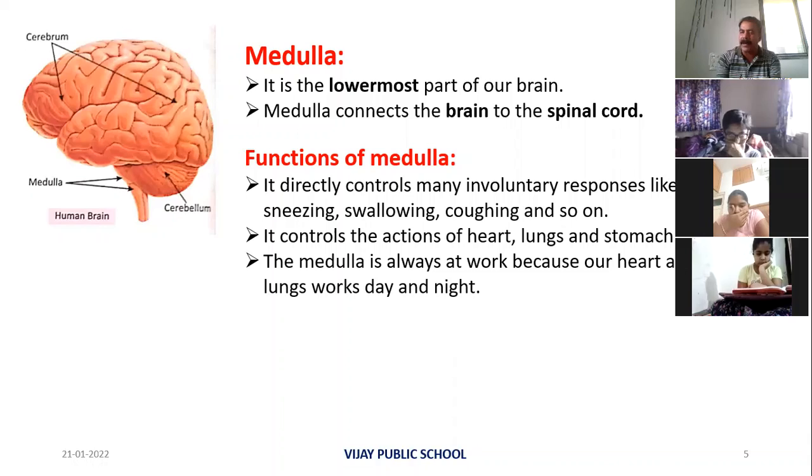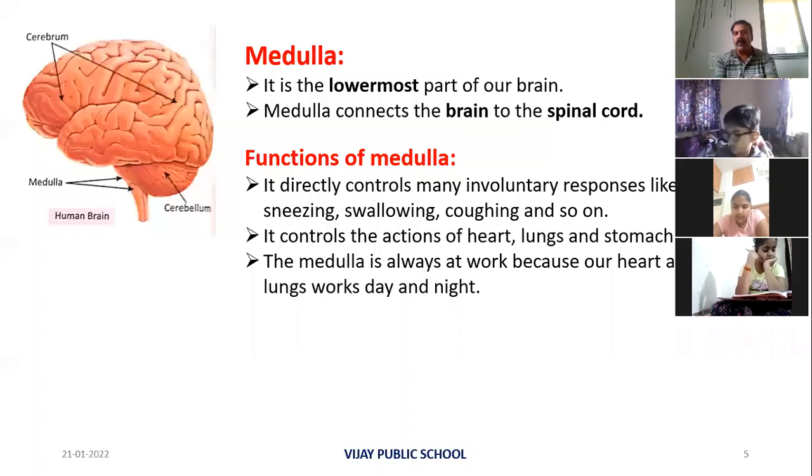Let us see the function of the medulla. The medulla directly controls many involuntary responses. Involuntary responses means responses which are not under our control. They are controlled by the medulla, like sneezing, swallowing, coughing, and so on. It also controls our heart rate, movement of the lungs, and stomach movement, so many things. All these are involuntary responses, and they are controlled by the medulla.